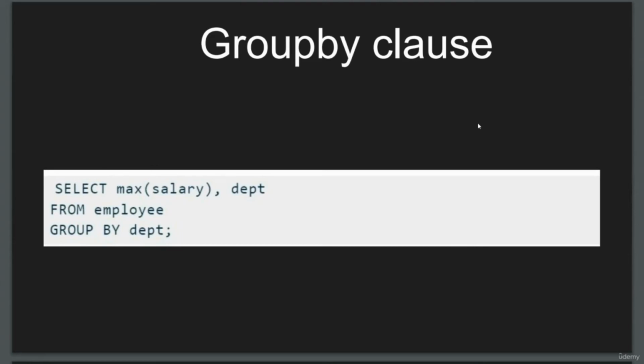So here is one example that I have given. We generally use select, then max of salary and department from employee, and group by department. So it will show us the groups of different departments along with the salaries of those departments.